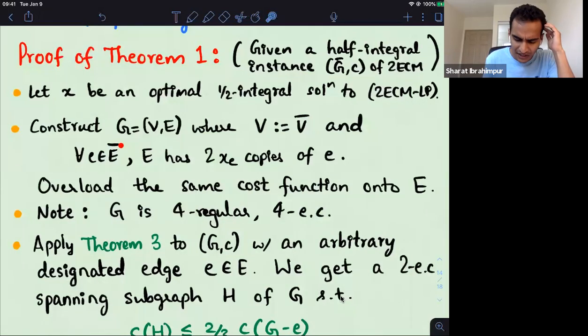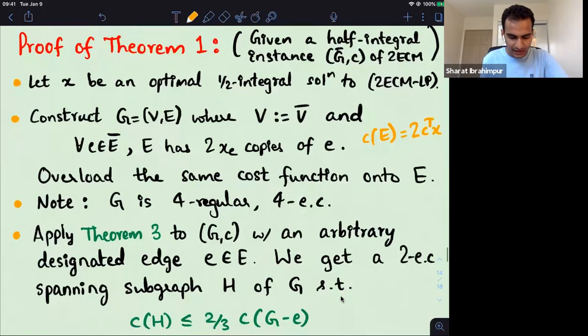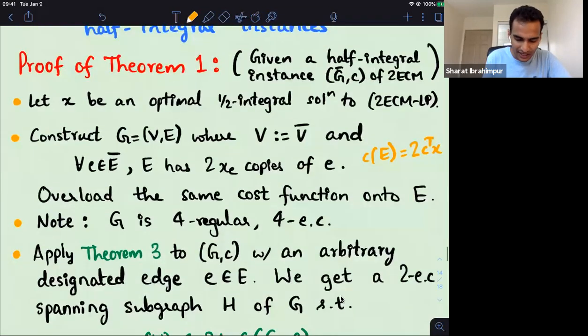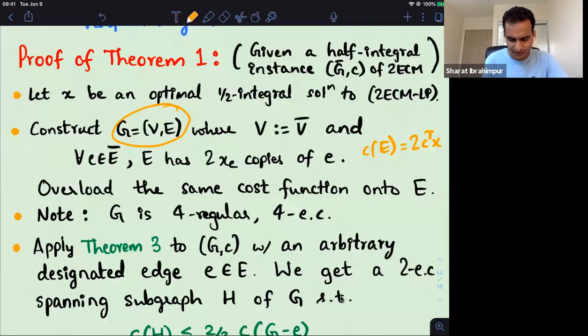We construct the graph G, where the vertex set is the same and the edge set has 2 times XE copies of the edge E. Intuitively, the way you should see this is that the cost of E is like 2 times C transpose H. That's what is happening here. And we overload the same cost function, so the cost of the edges in G is just derived from the cost of these edges in G bar. And as mentioned before, G is 4 regular 4 edge connected by the same reasoning as before.